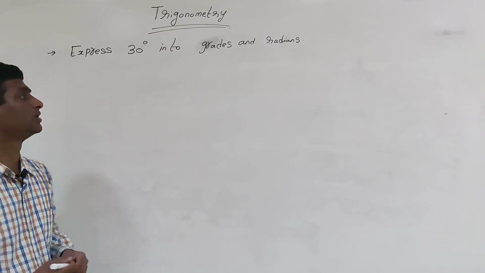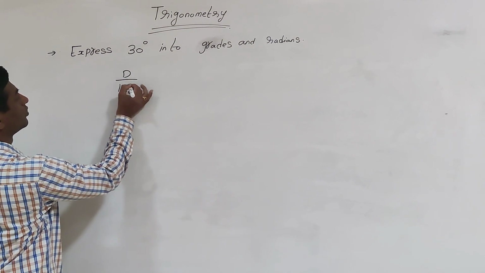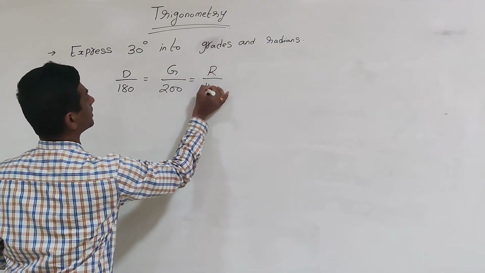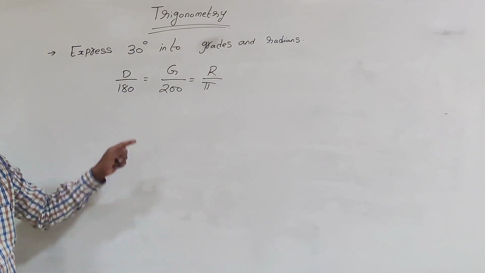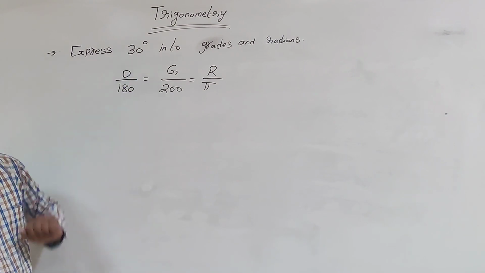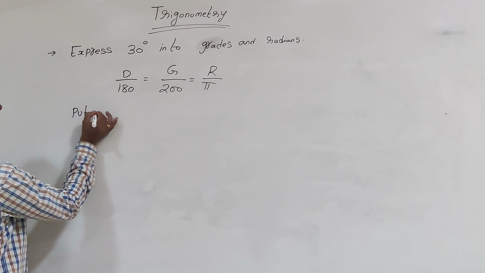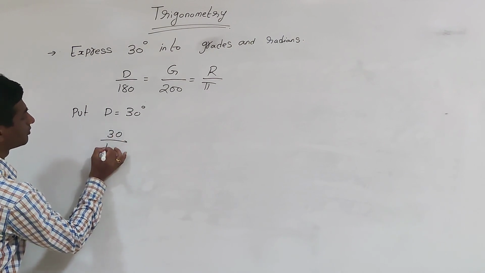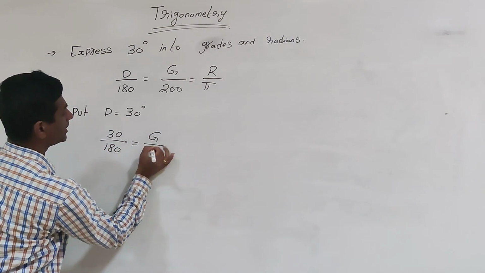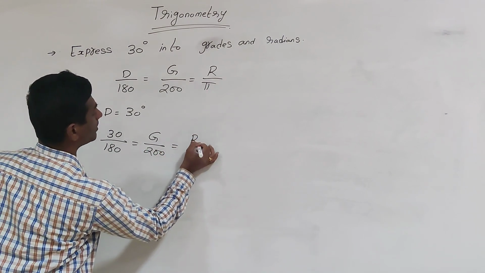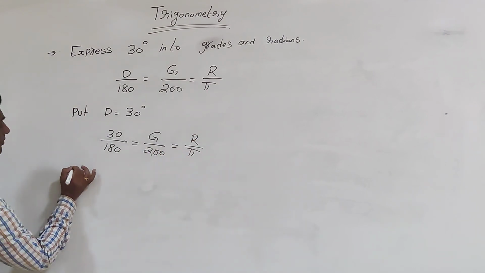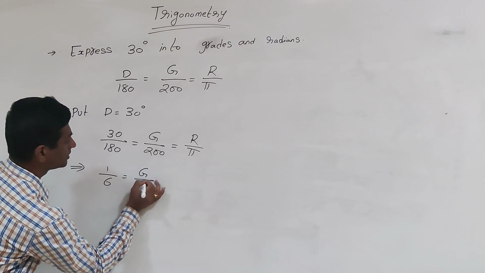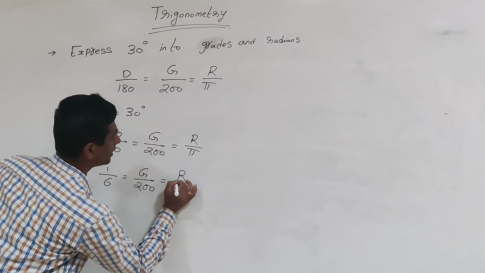Now we have a relation, that is d by 180 is equal to g by 200 is equal to r by pi, where d stands for degrees. In this example he has given 30 degrees, so put d is equal to 30 degrees. Now 30 by 180 is equal to g by 200 is equal to r by pi. This implies 30 by 180, that is 1 by 6, is equal to g by 200 is equal to r by pi.